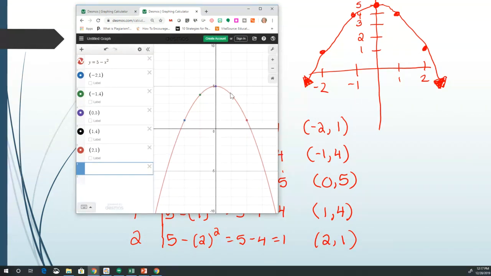And you can see that if you connected them, when we generally try to connect things with curves whenever possible, we get this shape. And then speaking back to trying to notice shapes, you want to notice anything with an x squared will have this type of shape. Sometimes it opens up, sometimes it goes down like this, but the shape of it is always going to be the same.